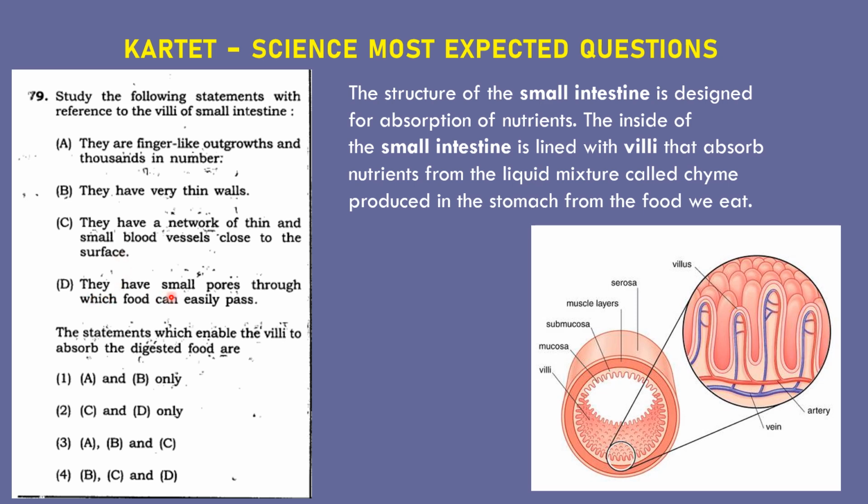Then the fourth one, they have small pores through which the food can easily pass. No, this is wrong. They don't have any pores. Can you see the pores here? No, they don't have any pores through which the food can easily pass. Therefore, the correct option for this one is option A, B, C. All three are correct. The fourth one is the wrong one.